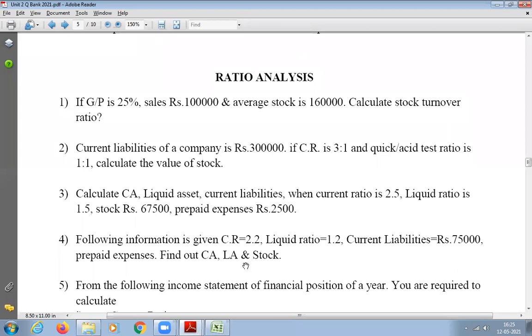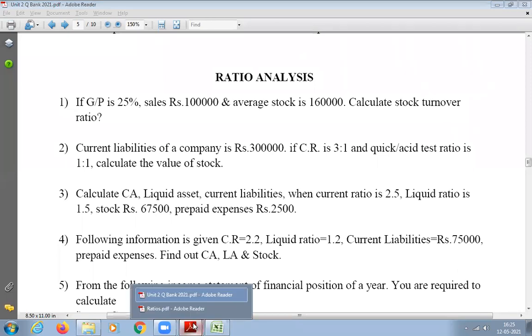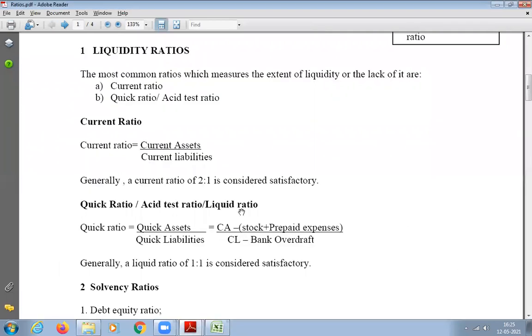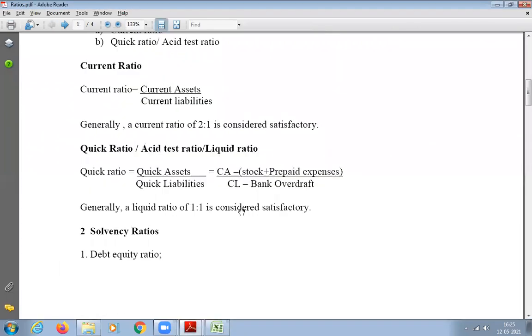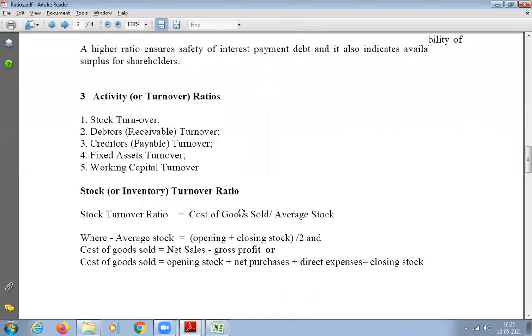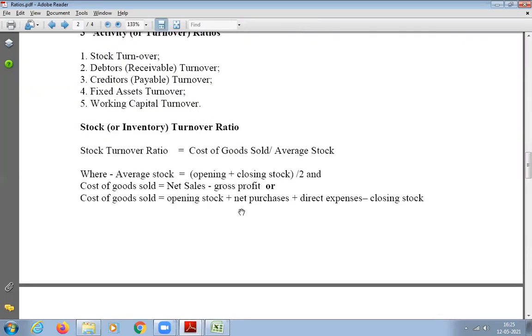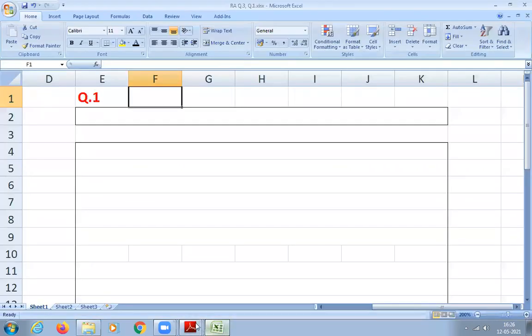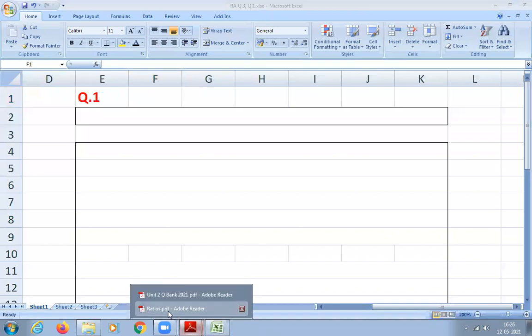Stock turnover ratio. So what is the formula for stock turnover ratio? Cost of goods sold divided by average stock. If average stock is not available, you can take the closing stock. So how much is COGS, cost of goods sold? Sir, 1 lakh minus 25,000. That is 75,000.